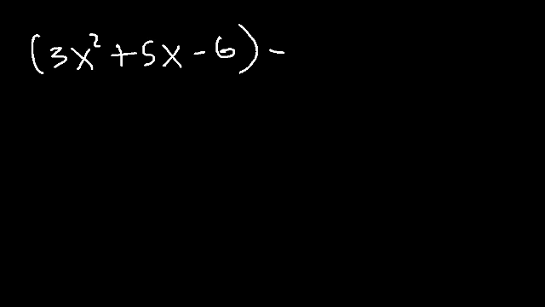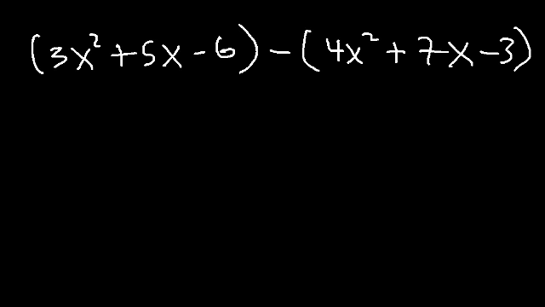Let's try another example. 3x squared plus 5x minus 6 minus 4x squared plus 7x minus 3. So if you're taking a test and you see a problem that looked like that, what would you do?